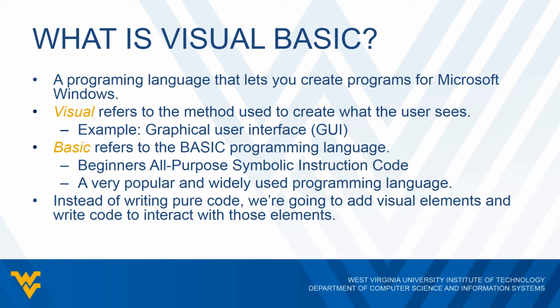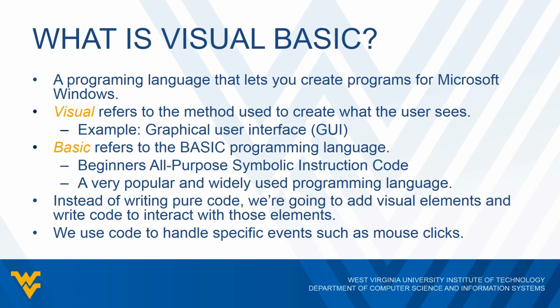So, for example, I can create a button. And if I click on the button, what's going to happen? So we're going to be trying to handle specific events, such as mouse clicks. If I click on a particular button, what happens when I click on that button? Do I store some information? Do I print something? Or maybe I have some checkboxes. What happens if I click on a checkbox and then I do something else?